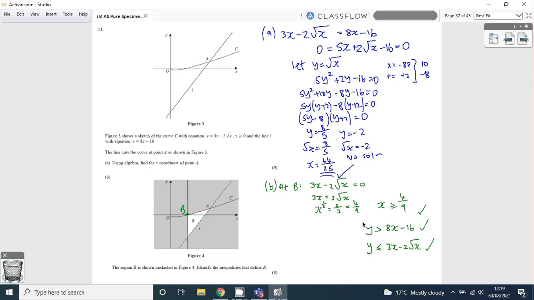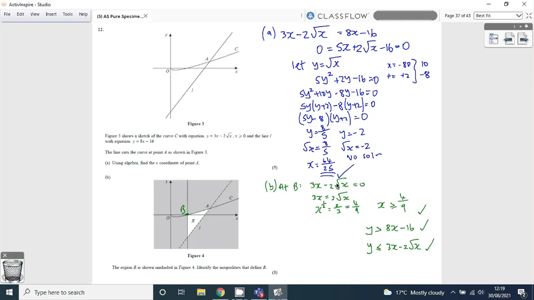Now for part B, I need my 3 inequalities. So involving the dotted line, the line L, there are all the values where y is greater than 8x minus 16. I'm below the curve, so that's y being less than or equal to 3x minus 2 root x.